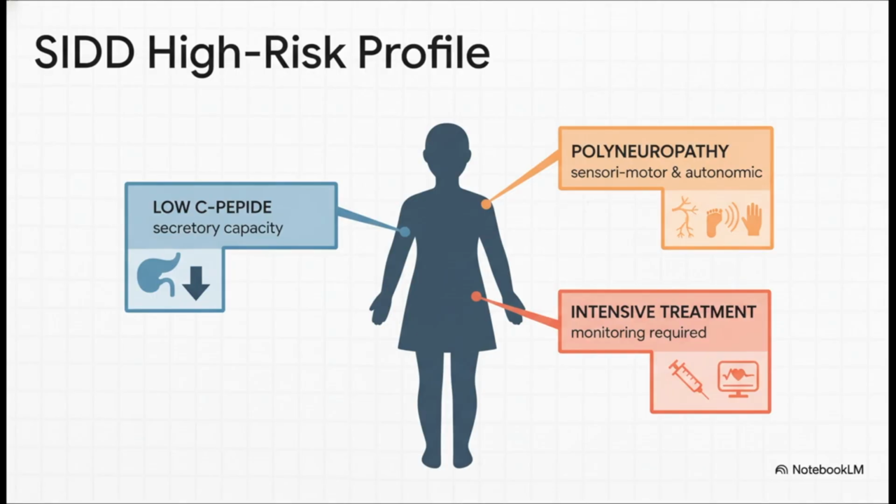So, the high-risk profile for SIDD is crystal clear. They have confirmed low C-peptide, they have the highest rates of sensory-motor polyneuropathy, and the highest rates of cardiac autonomic neuropathy. The clinical takeaway here is unambiguous. These patients need early, intensive treatment to replace their deficient insulin, and they require very, very frequent complication screening.